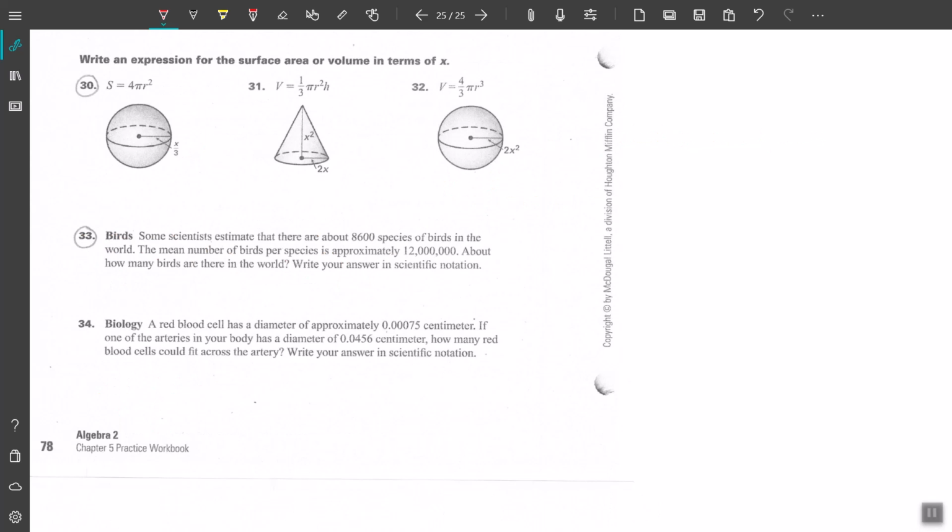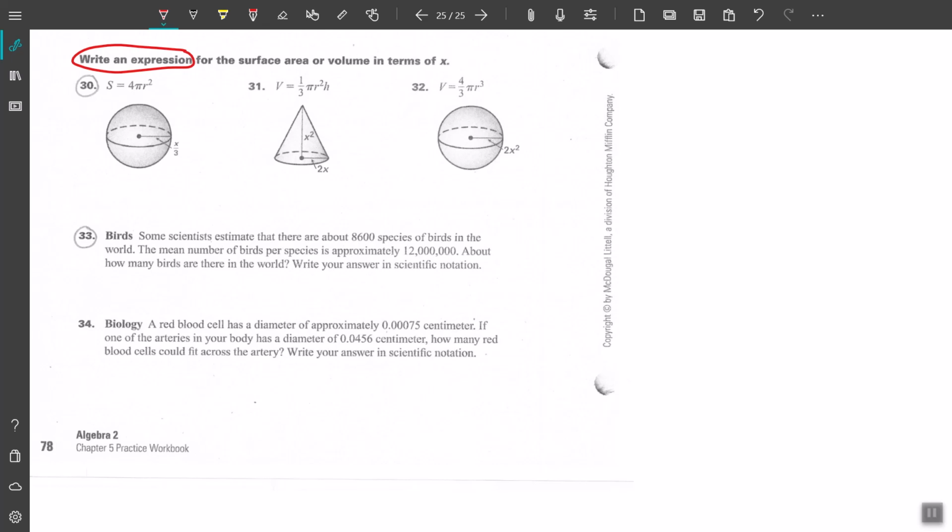In number 30, they ask for an expression for the surface area or the volume in terms of x. So in number 30, they give us the formula for the surface area of that sphere. They don't give us enough information for us to actually solve for the surface area, but you've got to pay attention to those directions. It just simply says to write an expression. It doesn't say solve for surface area.